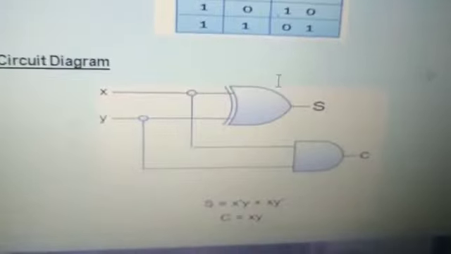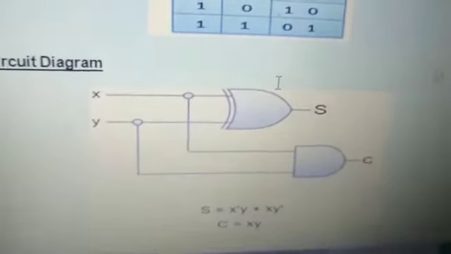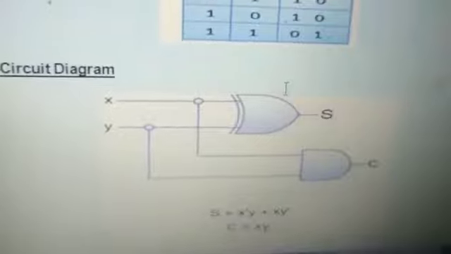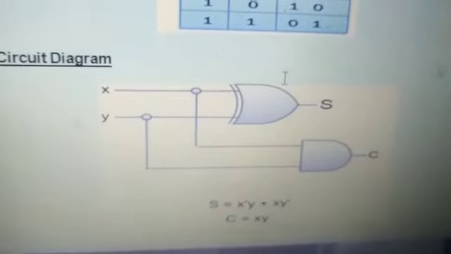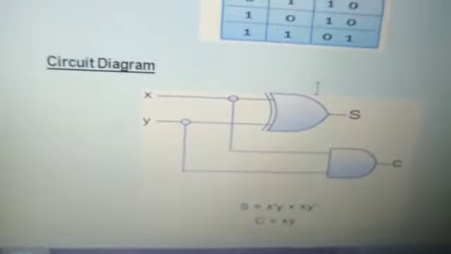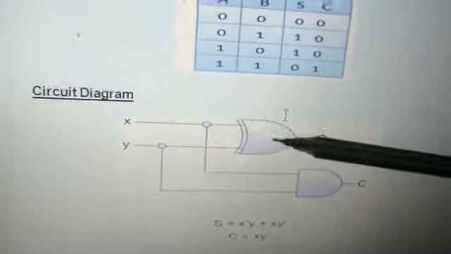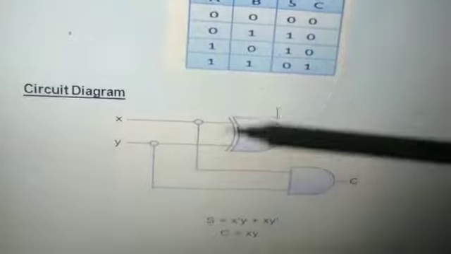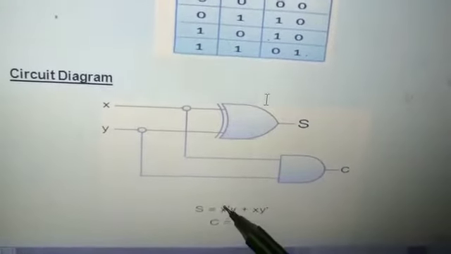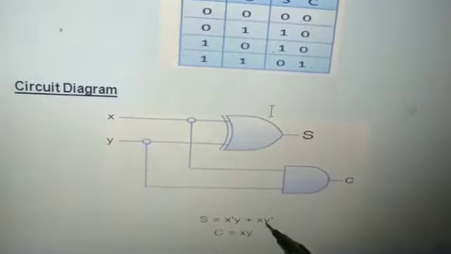Next, this is actually the circuit diagram. So the sum expression is how we are designing. We are passing the X input and Y input through the XOR gate. So this one is the XOR gate expression: X bar Y plus X Y bar.